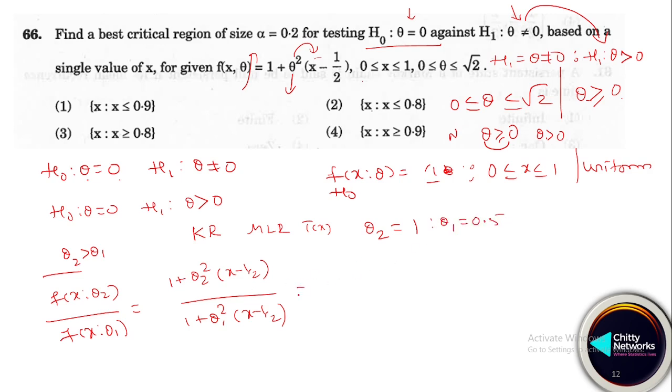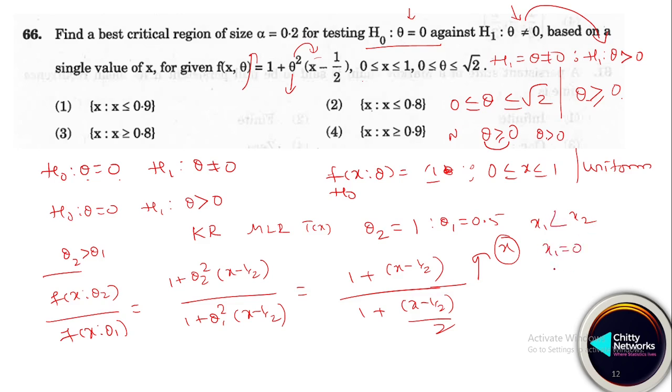We shall substitute in this equation. Here theta 2 takes the value 1, so it is just x to the power of minus 1 by 2, divided by 1 plus, here theta 1 is 0.5, that is 1 by 2, so x to the power of minus 1 by 2, the whole divided by 2. Now we have to see whether this is increasing in x or not. x takes the value 0, 1 or any value between 0 and 1. Let us take x1 and x2, x1 less than x2. x1 is equal to, let us say, 0, and x2 let us take as 1, that is the maximum limit. Let us write it as lambda of x.